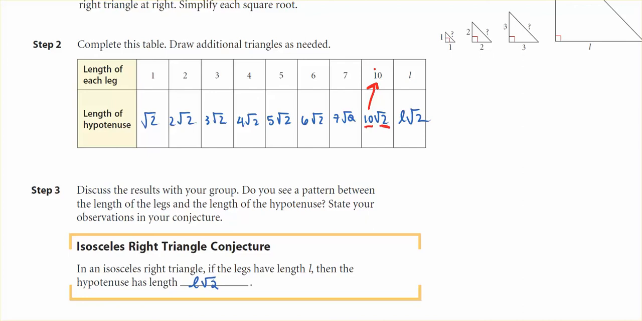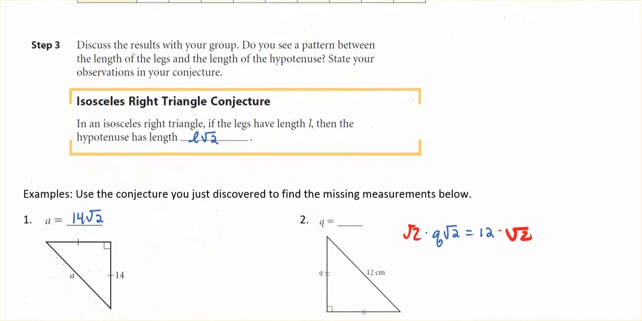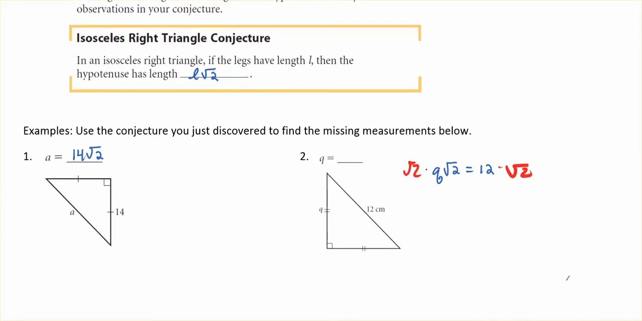And so the conjecture there is, in an isosceles right triangle, if the legs have a length of L, then the hypotenuse has a length of L square roots of 2. So to find the hypotenuse, you always multiply the leg by a factor of square root of 2. Let's take a look at some example problems where this comes in. So the first one, we were given the length of the leg. So a would then be the hypotenuse, which is just 14 times the square root of 2.